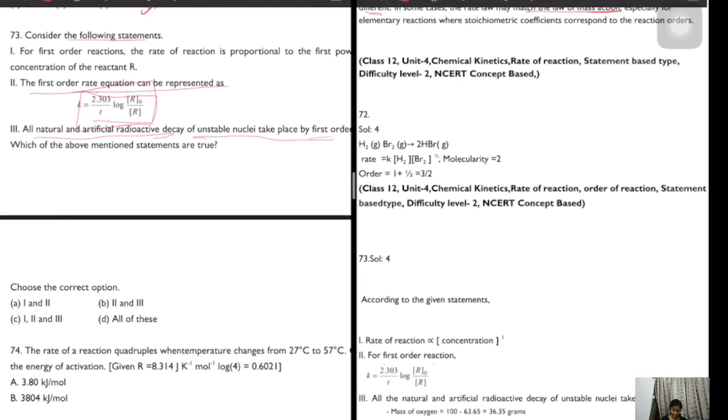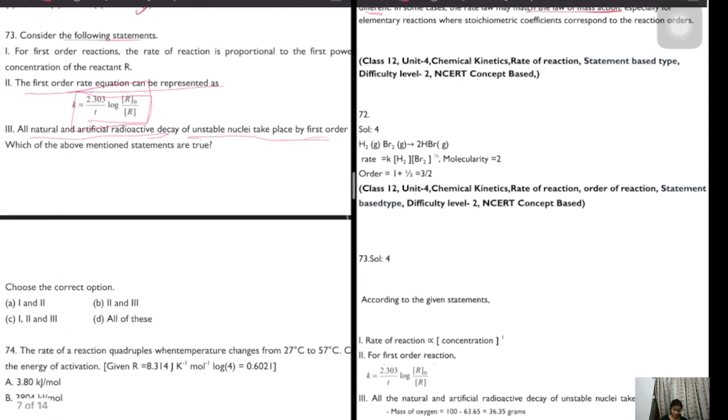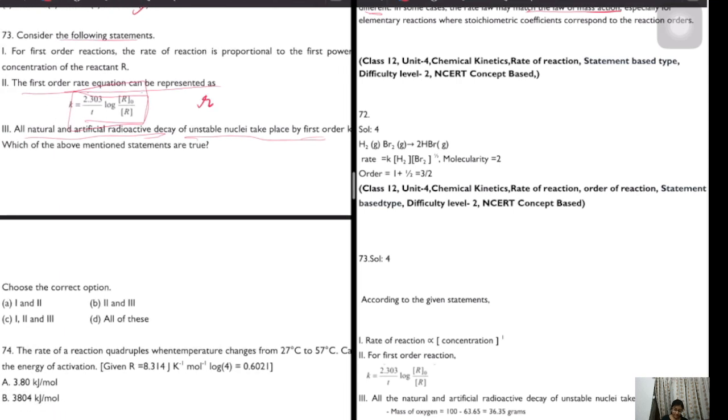See, how do we write the reaction rate? Like this. Whatever the reactant is, we raise it to that power, right? This is correct. And for the first order, we know this expression. This is a very important expression even for your numericals. So what do we have here?